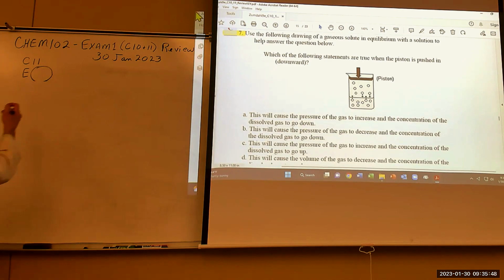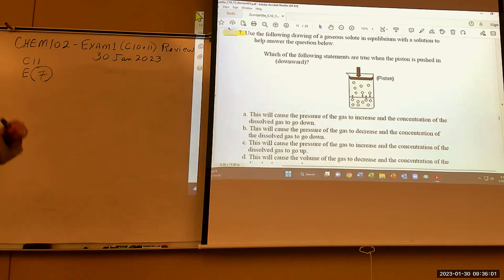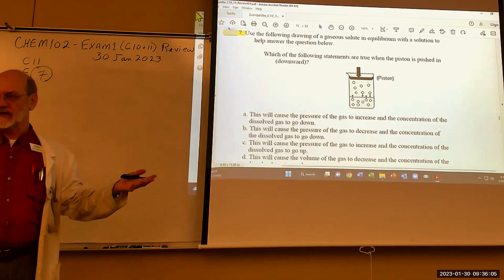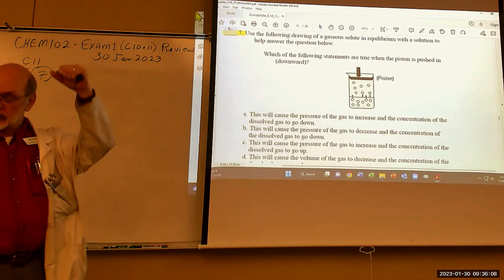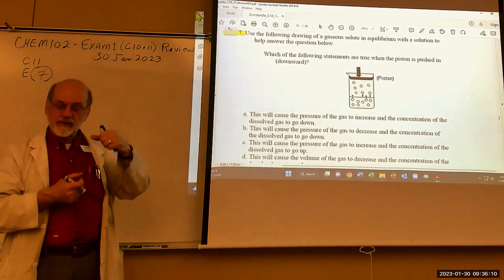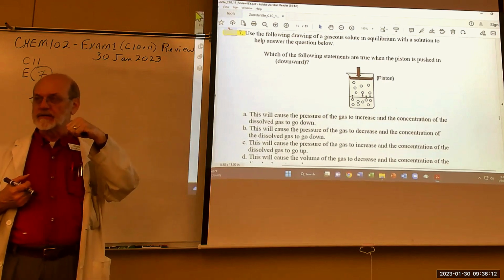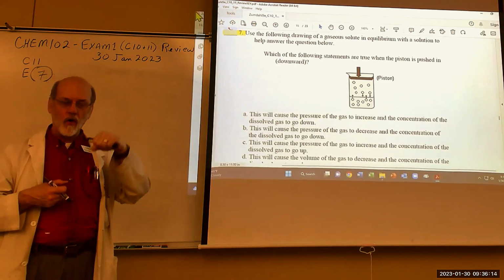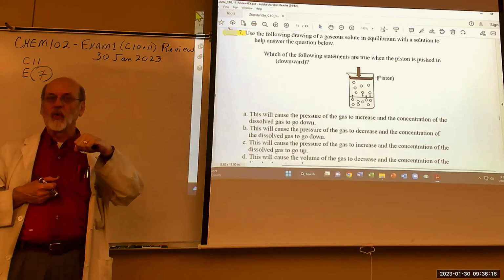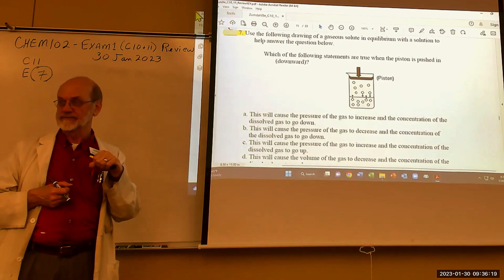7. Use the following drawing of a gaseous solute in equilibrium with a solution to help answer the question below. Which of the following statements are true when the piston is pushed down? Okay. This is Henry's law. Right? You push down, you increase the pressure of the gas over the solution, and more of the gas goes into solution.